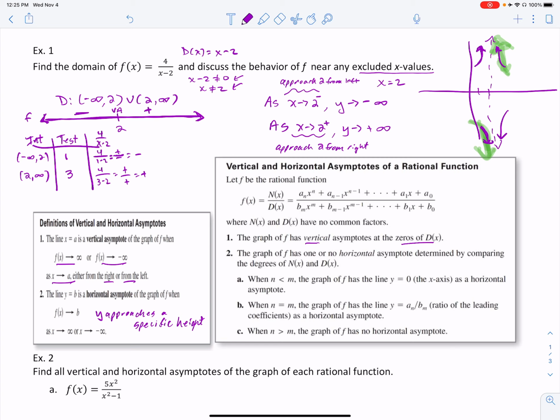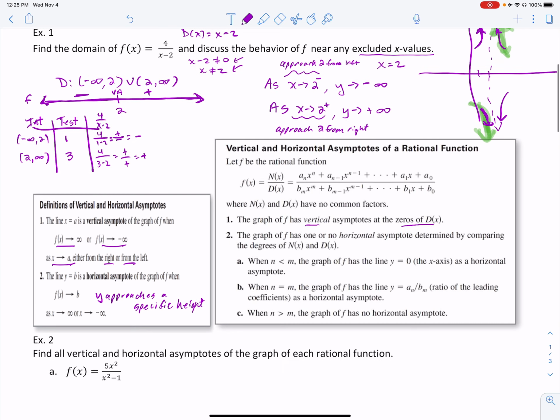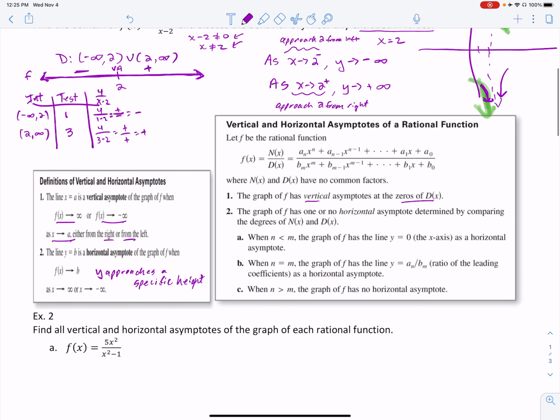So that's simply how you find vertical asymptotes. Set the denominator equal to 0 and solve for those. At least that's where they will be. And sometimes, tomorrow or the next day, we'll talk about some special cases of that.